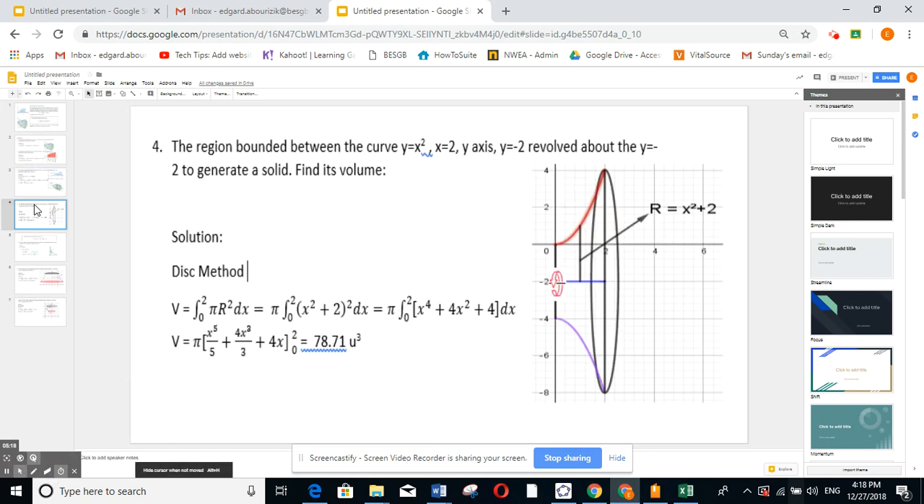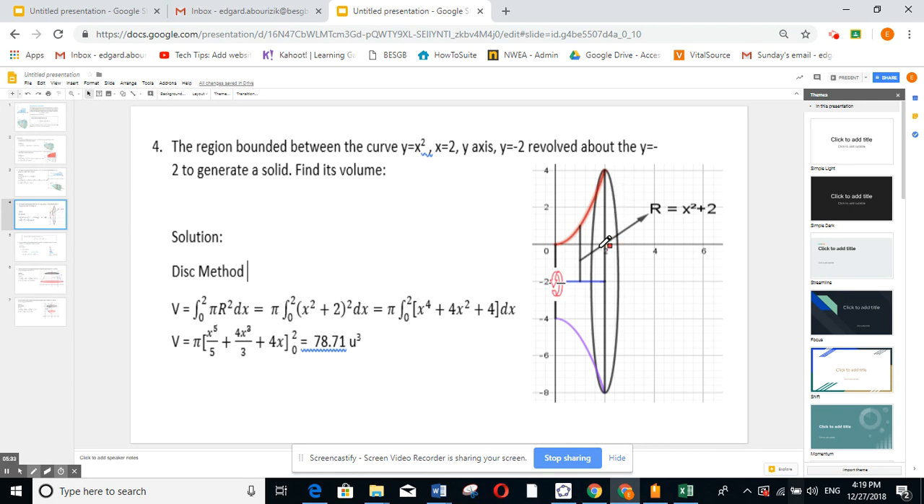More examples. Suppose here you have y equals x squared. This is y equals x squared. The area enclosed between y equals x squared and x equals 2, this is the line x equals 2.